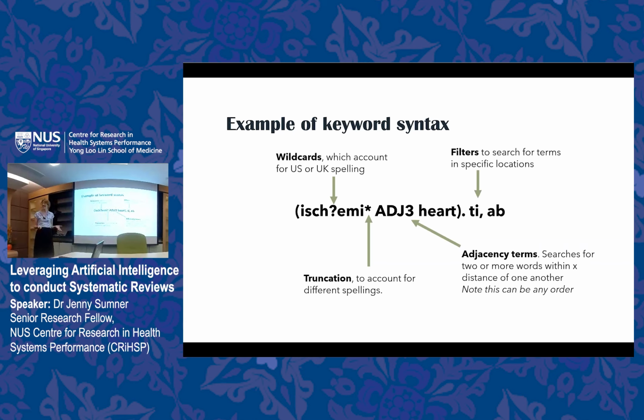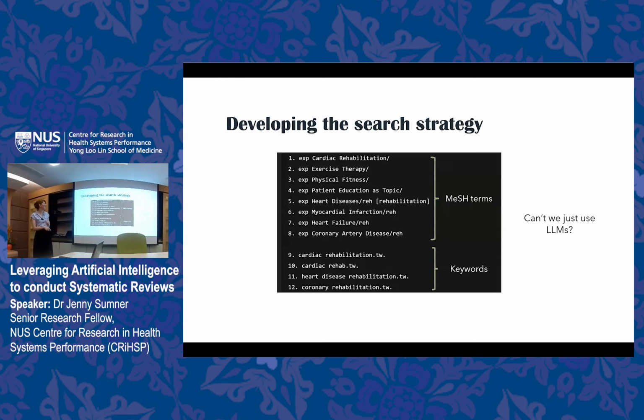So there's quite a lot of complexity, as you can start to see, when you're developing your search strategy for a systematic review. Lots of things that you need to factor in. We've also got our Boolean operators, which I didn't mention there, our ANDs, ORs, and NOTs. So how are you going to combine all your keywords and your MeSH terms together? There's lots of different things that you need to think about.